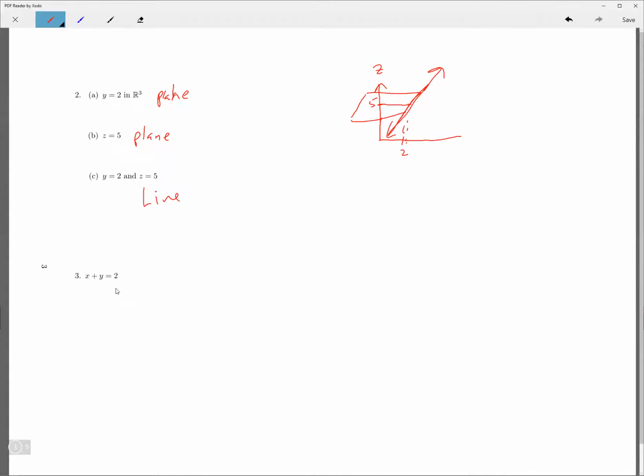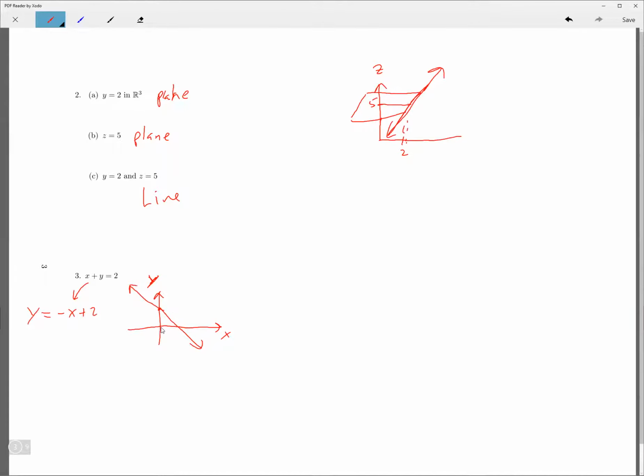Okay, number three. We're supposed to identify what this would be right here. What do you think it's going to be first? Well, if we just have the XY plane, you might solve for y. The y-intercept would be 2, and it would have slope negative 1. So it'd be just a line.